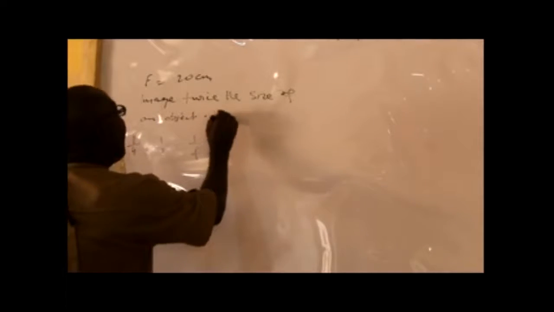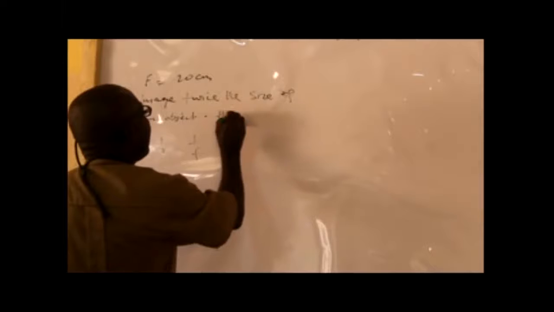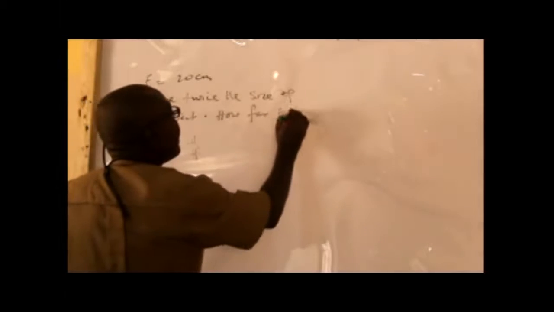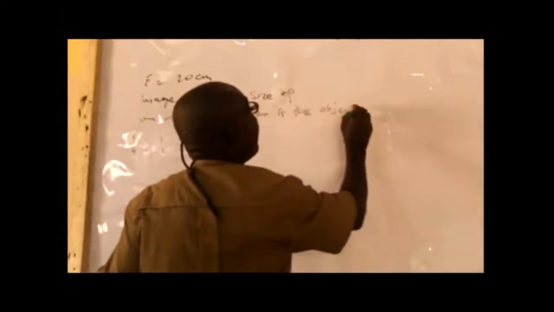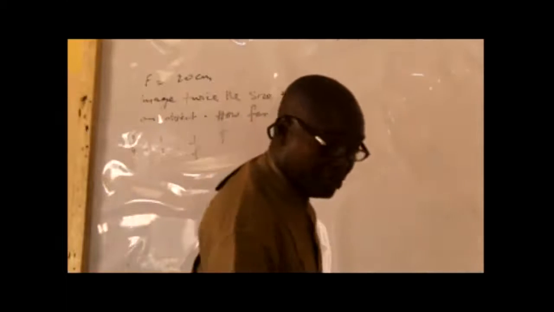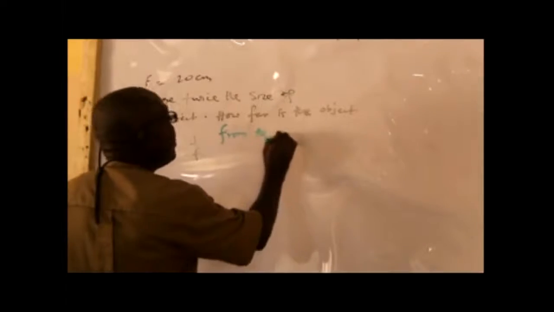How far is the object from the mirror? Which means you have to find your object distance from the mirror. You don't know v.